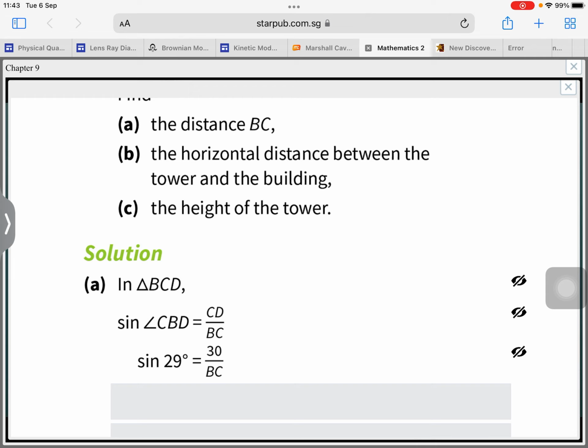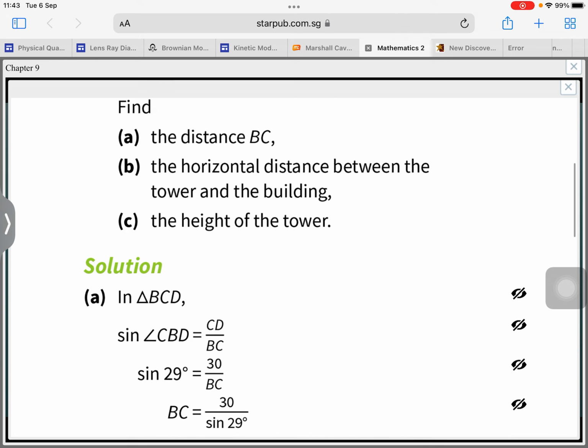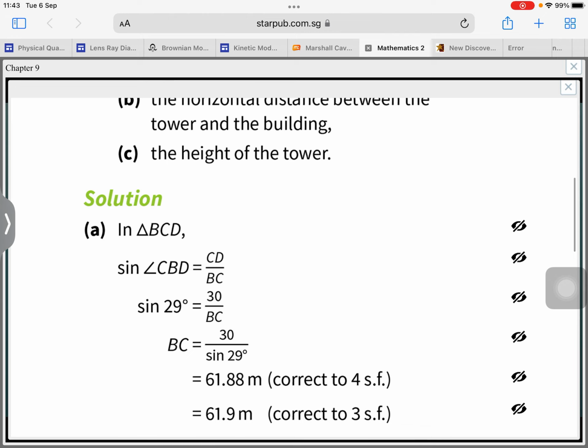So to find BC will just be 30 over sine 29. Key into a calculator, you get that BC is about 61.88. But to 3SF, so 61.9.